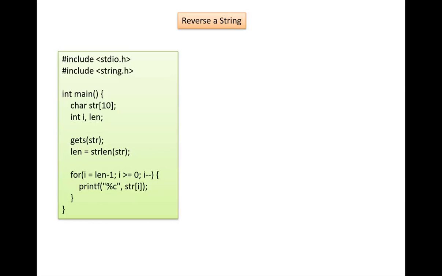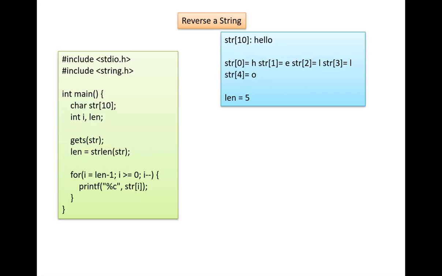And this is the core part of the logic. Look at the for loop. For i equal to len minus 1, i greater than or equal to 0, i minus minus. Inside the for loop, I print str of i. So let us break down and understand this in simpler terms.